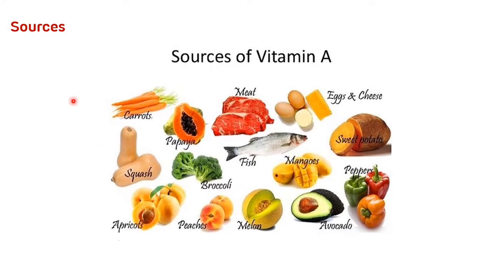Now sources of vitamin A. Fish liver oil is the richest source of vitamin A, along with various other animal sources like milk, egg, cheese. Then green leafy vegetables, and fruits and vegetables containing the yellow pigment beta carotene, like mangoes, papaya, carrots, apricots, peaches. So these are the various sources of vitamin A.